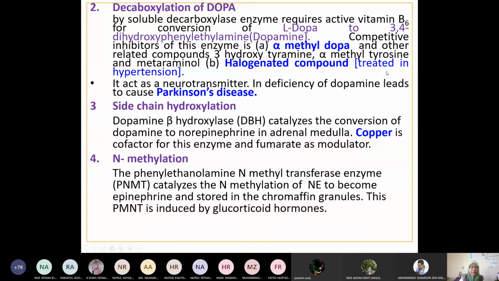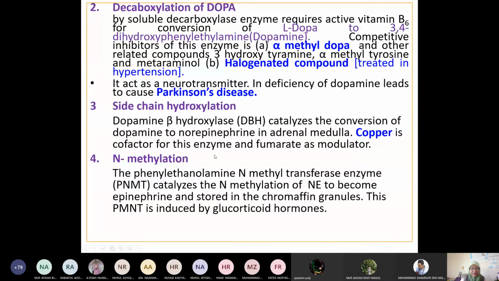Halogenated compounds also can inhibit the decarboxylase enzyme activity. Of course, dopamine deficiency may lead to Parkinson's disease. Okay, side chain hydroxylation reaction. For this enzyme activity, copper is a cofactor. Fumarate, a Krebs citric acid cycle intermediate, is a modulator for this side chain hydroxylation reaction.